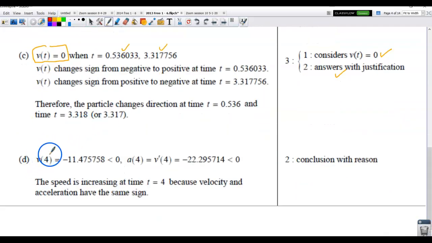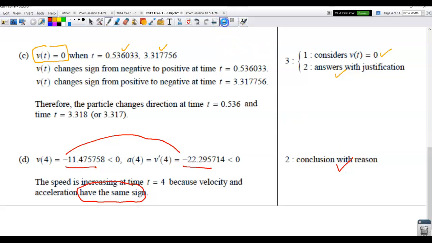So we're going to use our calculator to find v of 4, and we're going to use our calculator to find the derivative of v at 4. We can see that they have the same sign. Therefore, we're going to say that the particle speeds up because velocity and acceleration have the same sign. 2 points for the conclusion with the reason.